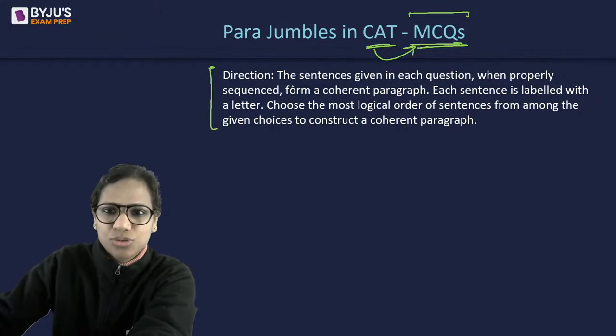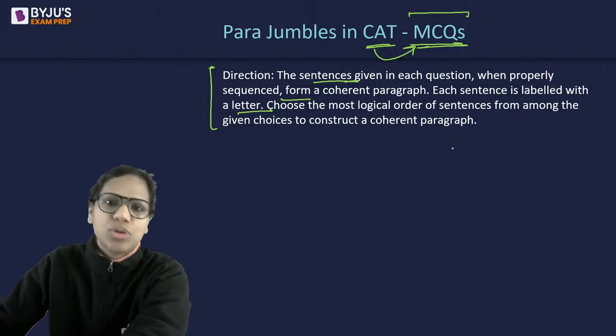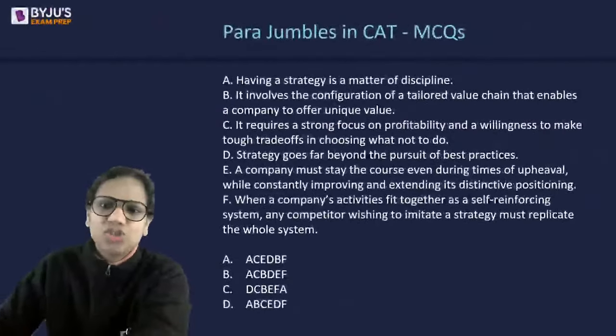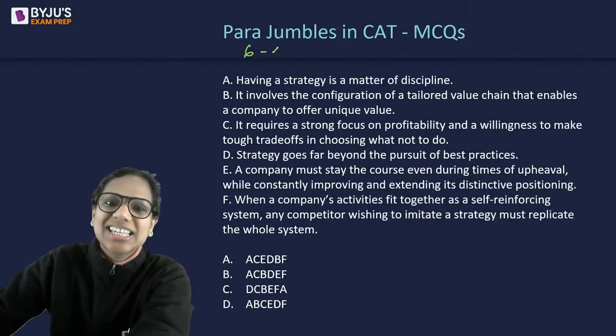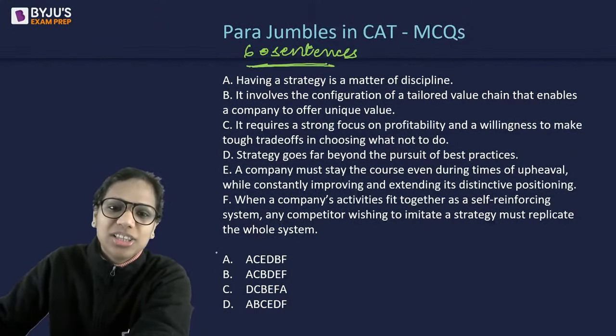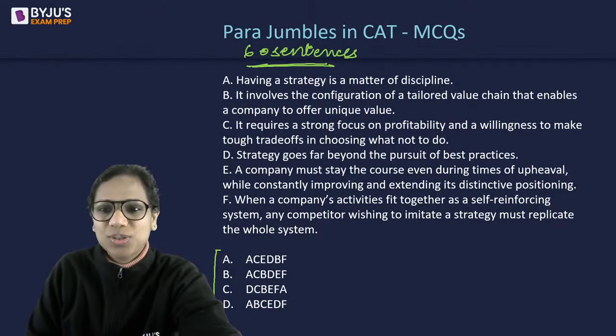These are the directions given to you. The sentences given in each question, when properly sequenced, form a coherent paragraph. Each sentence is labeled with a letter. Choose the most logical order of sentences from among the given choices to construct a coherent paragraph. So nothing new I found in the directions. I just have to arrange my sentences. And here comes a previous year question with 6 sentences. You have to arrange all these 6 in a coherent order. So let's see what you say.